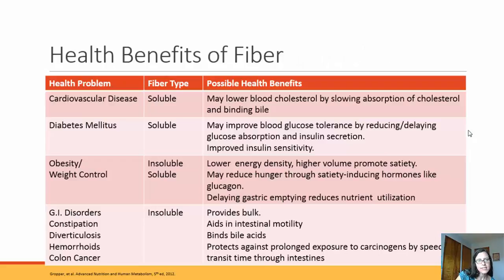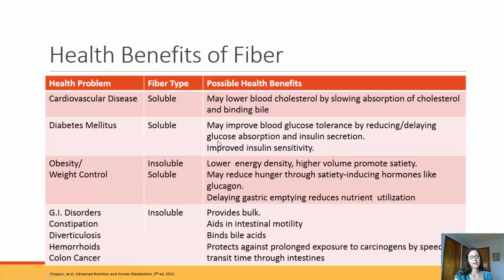Okay, so let's look at specific health problems, with what we just learned about the different characteristics and health outcomes of fiber. For cardiovascular disease, we do see that soluble fiber is beneficial because it has these characteristics of lowering blood cholesterol by slowing the absorption of cholesterol and binding to bile, so that we need to use up some of our cholesterol to make more bile.